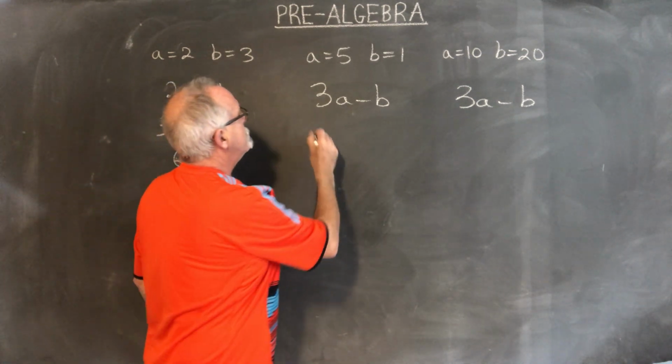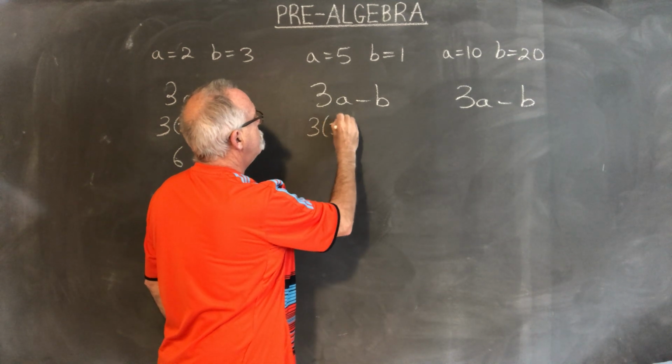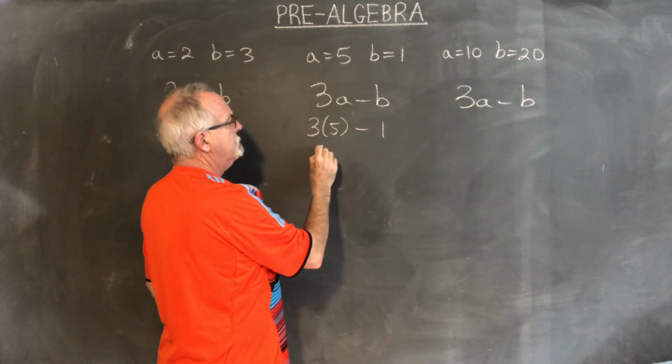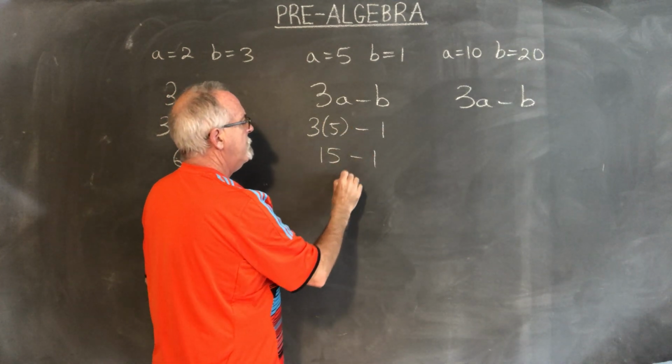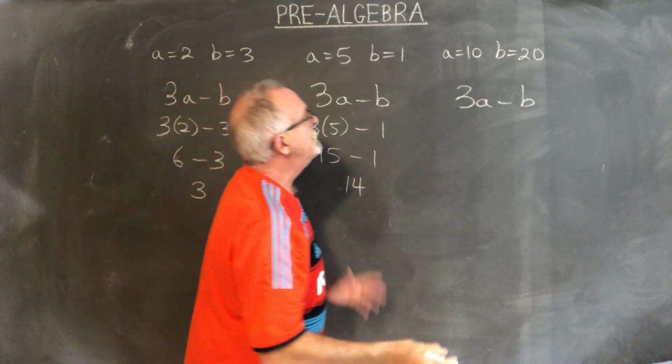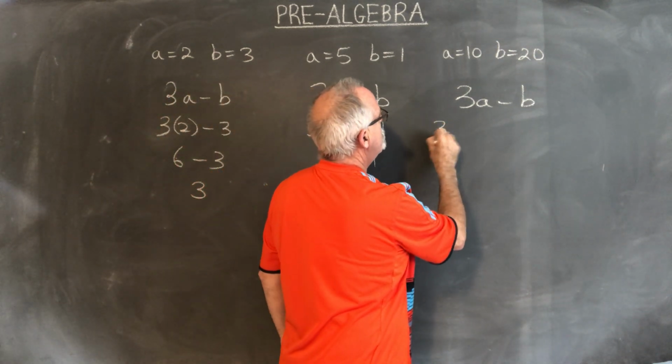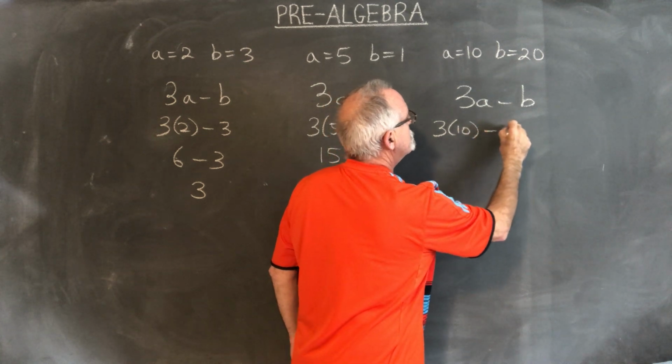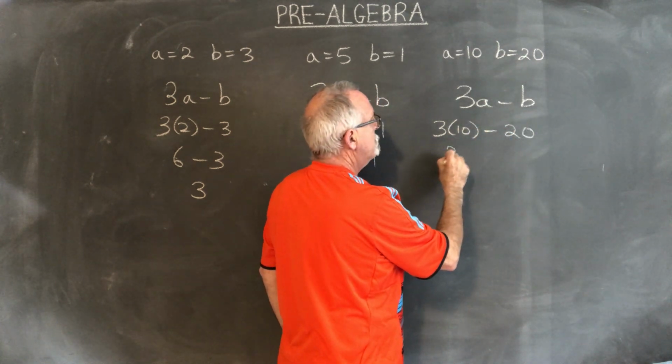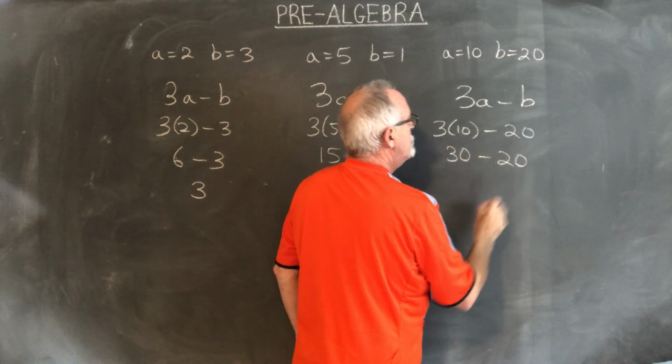If A is 5 and B is 1, 3 times 5 minus 1. 3 times 5 is equal to 15, and 15 minus 1 is equal to 14. It works. If A is 10 and B is 20, 3 times 10 minus 20. 3 times 10 is equal to 30. 30 minus 20 is equal to 10.